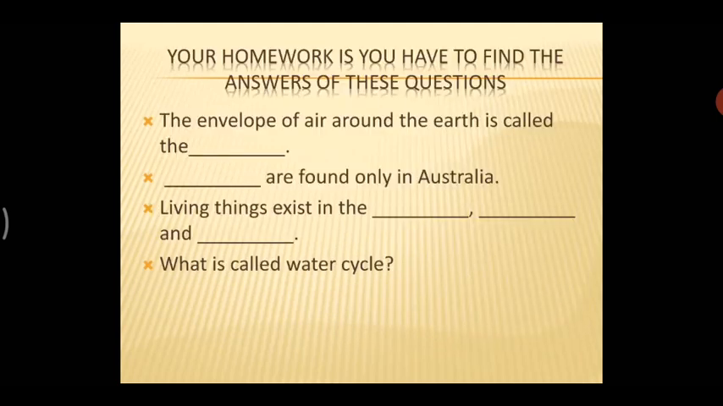That is your homework. You have to find the answers to these questions. The first is fill in the blank. The envelope of air around the earth is called the dash. Dash are found only in Australia. Living things exist in the dash, dash, and dash. What is called the water cycle?